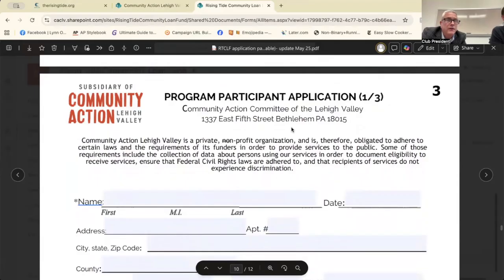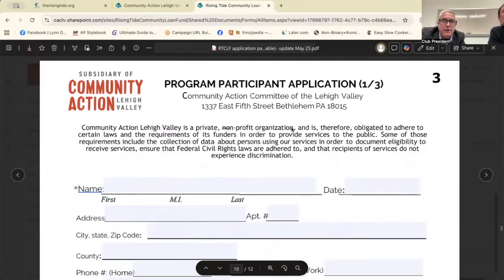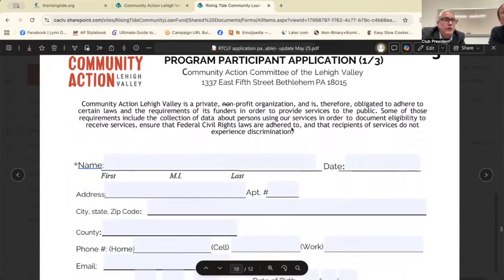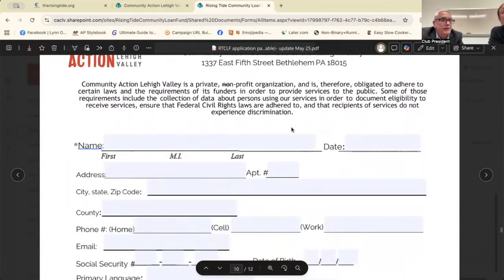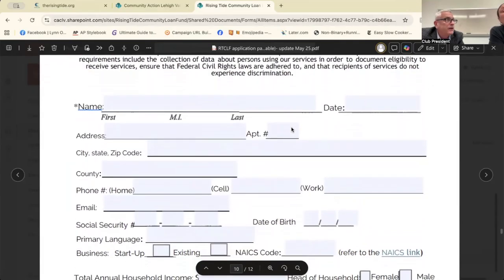Okay. So now we're getting to the program participant application. Same thing here, right? We're going to put our legal name, and then the date we're filling it out, and where we live, our current address. This is your current address, where you personally live currently. And what county it's in.